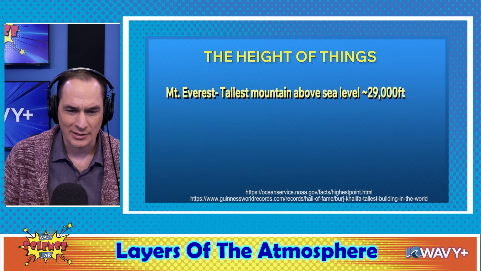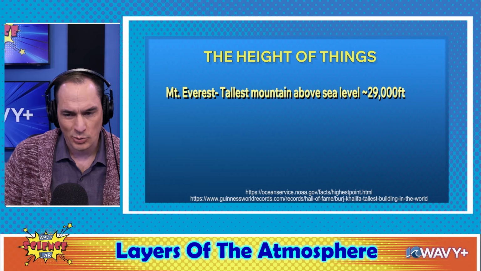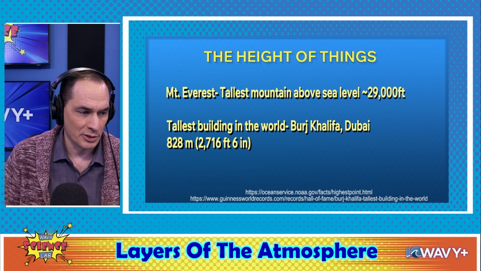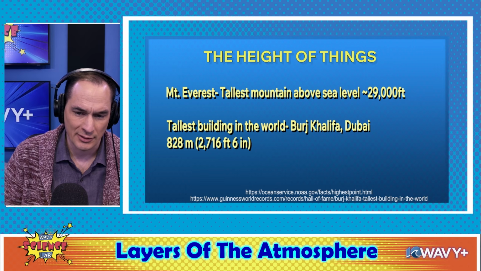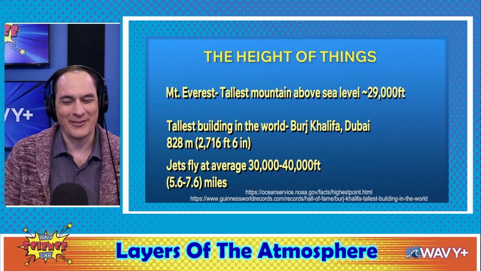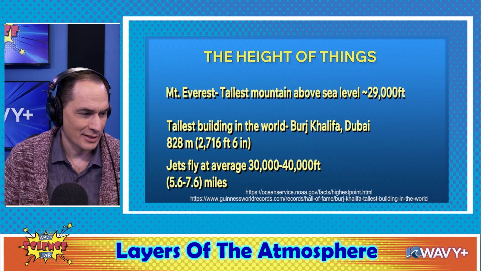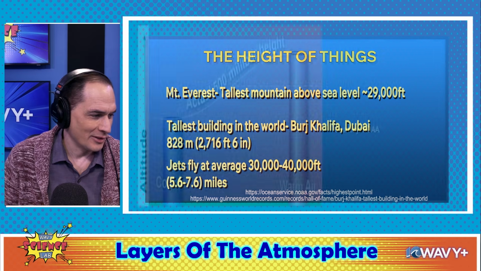All right. So the height of things, just comparing here: Mount Everest, the tallest mountain above sea level, about 29,000 feet. And then the tallest building in the world, the Burj Khalifa in Dubai, 828 meters. That's 2,716 feet and 6 inches. And jets fly on average at 30 to 40,000 feet. That's 5.6 to 7.6 miles. So that gives you a sense of relatively where things fit in those lowest layers.